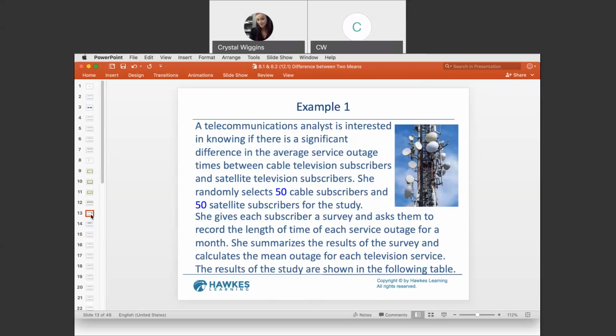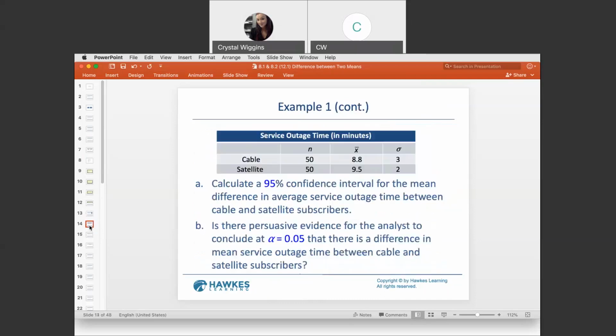She gives each subscriber a survey and asks them to record the length of time of each service outage for a month. She summarizes the results of the survey and calculates the mean outage for each television service. And here are the results. So we have cable and satellite, where the sample size is 50 for each. And again, it's not necessary that the sample sizes have to be the same. Our average outage time in minutes for cable was 8.8 minutes and satellite was 9.5 minutes, where the standard deviation is known as 3 minutes for cable and 2 minutes for satellite.